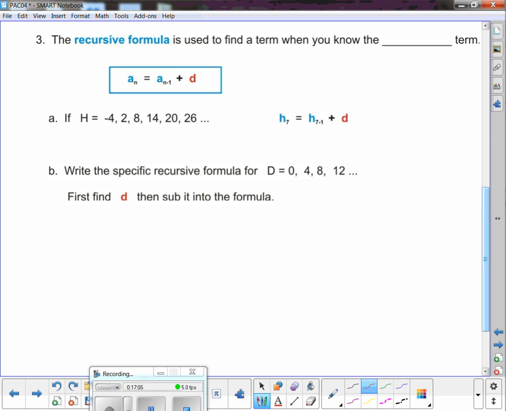Well, we've got a recursive formula and an explicit formula. We've got to keep them straight. What's the value of a recursive formula? It's used to find a term when you know the previous term. Now, what you guys have to understand is the format of it. So, if you guys will watch carefully, I'll try to explain everything.